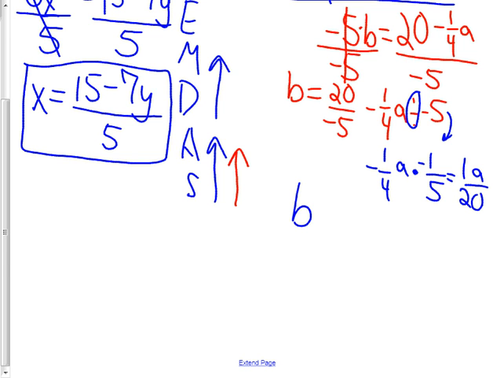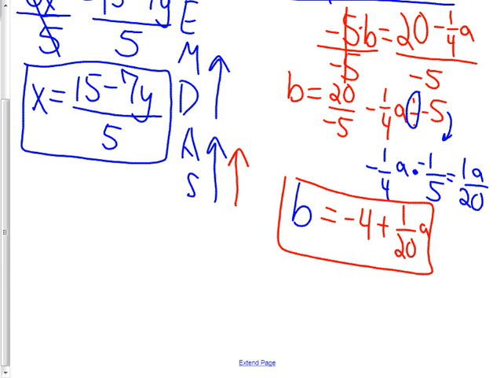So our end answer is going to be b equals, as we said before, 20 divided by negative 5 is negative 4, and we've got plus 1/20a. That is your final answer in solving for b. We needed to simplify there because this is a complex fraction where we have a fraction and another fraction. We'll learn how to deal with those in a later chapter, but at this point, instead of dividing by negative 5, we're just going to multiply by negative 1/5.